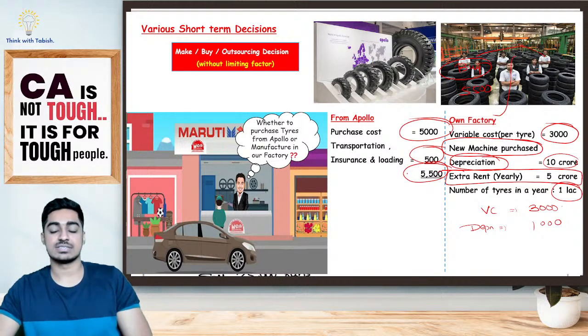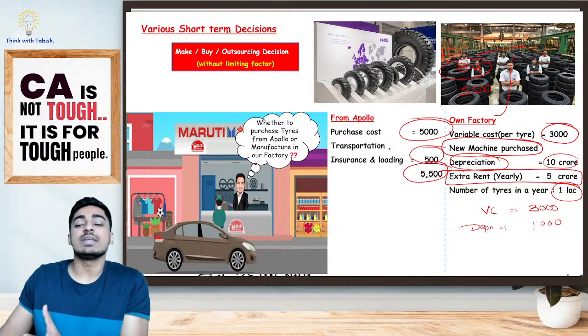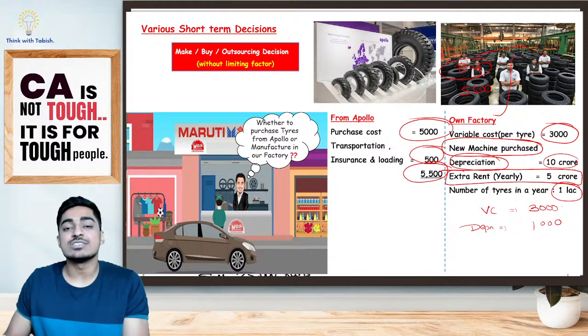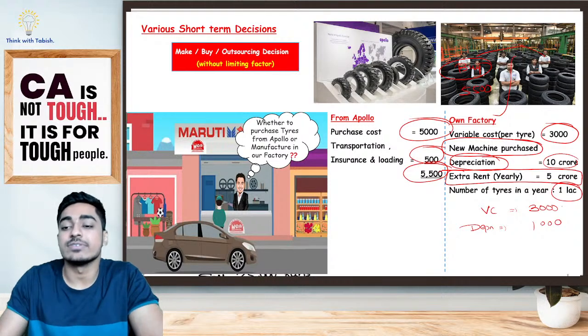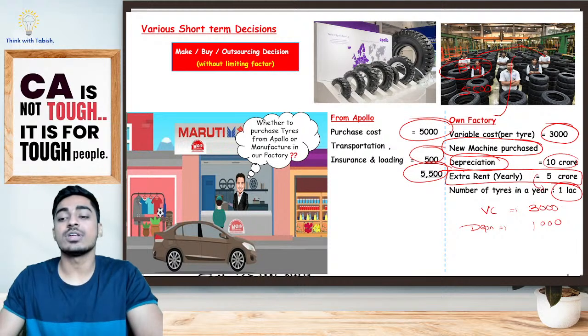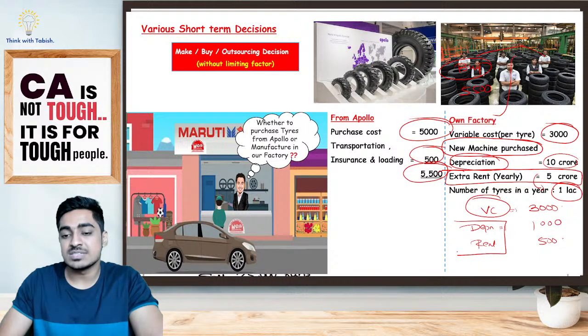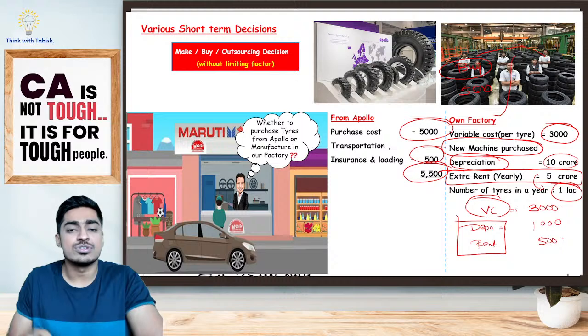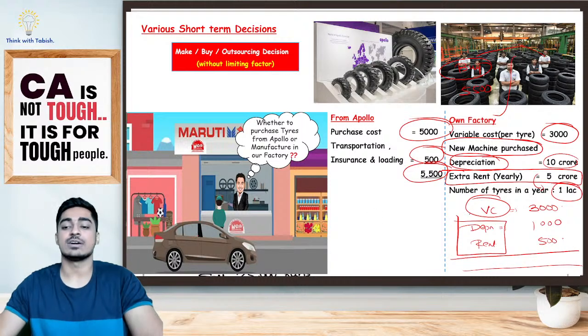5 crore rupees. If we are producing in-house, to produce the tires, we want a place, right? So we have taken an extra place on rent. The rent we are paying is 5 crore. 5 crore is the total for a year for 1 lakh tires. So for one tire, it will come to 500 is the rent. This is the specific fixed cost. If we have opportunity cost, that also will include. So what is the cost if we manufacture it in-house?